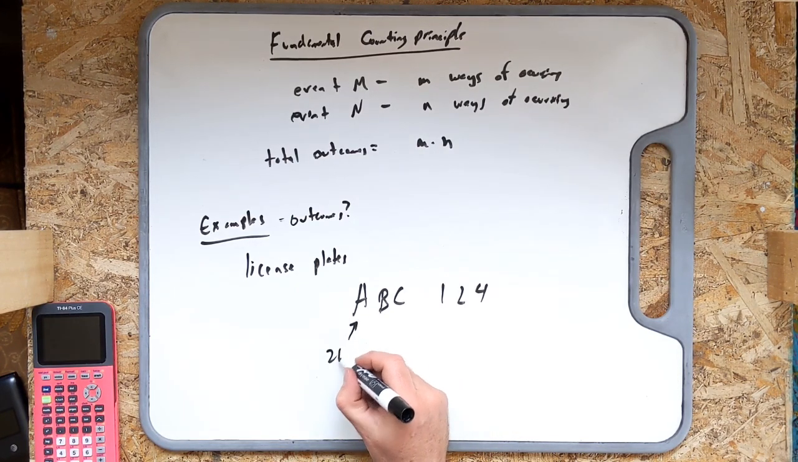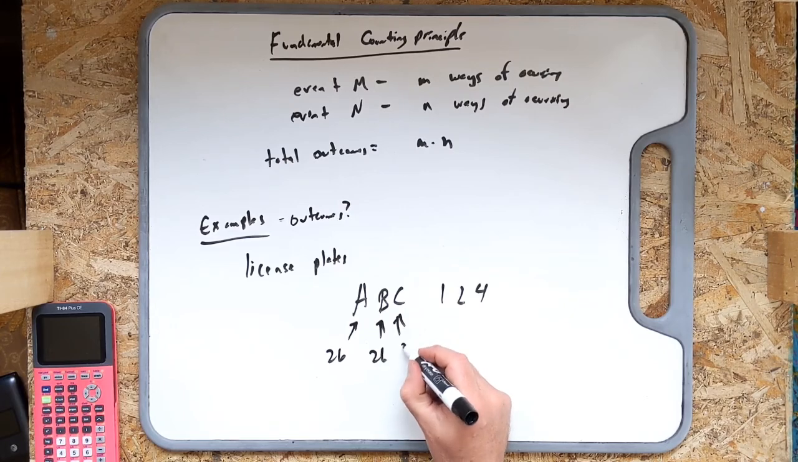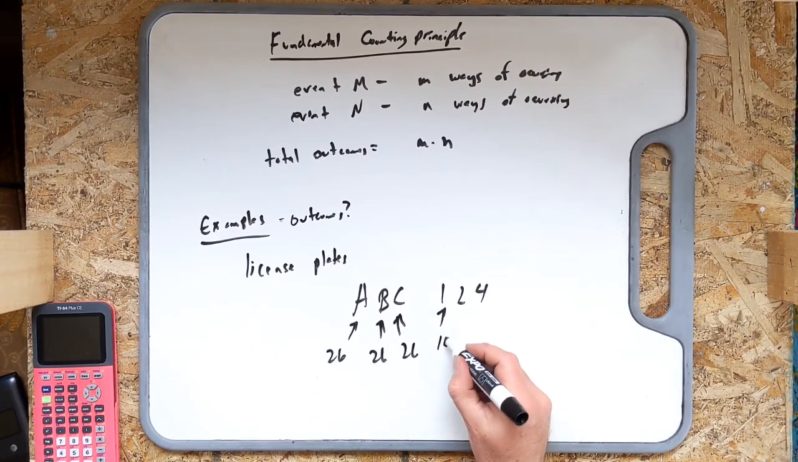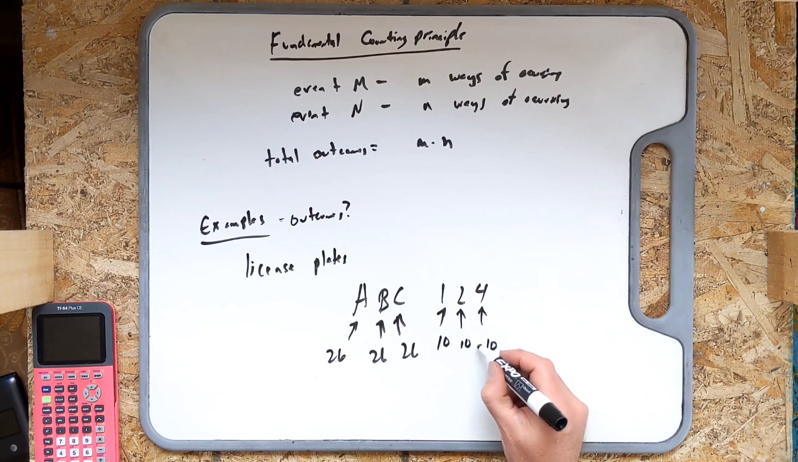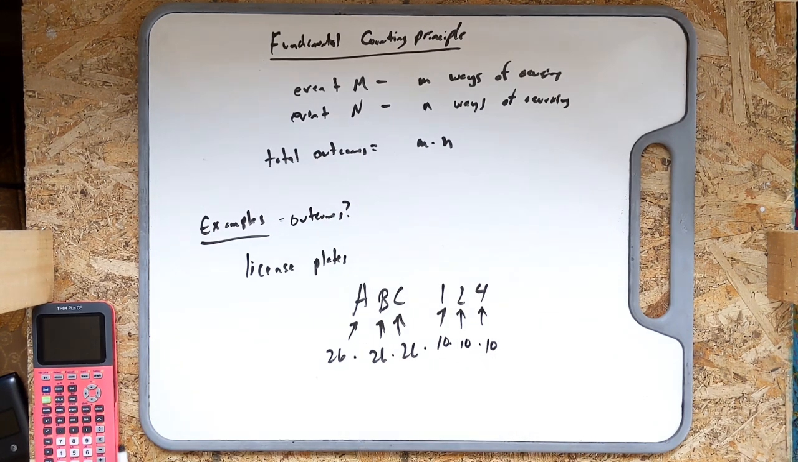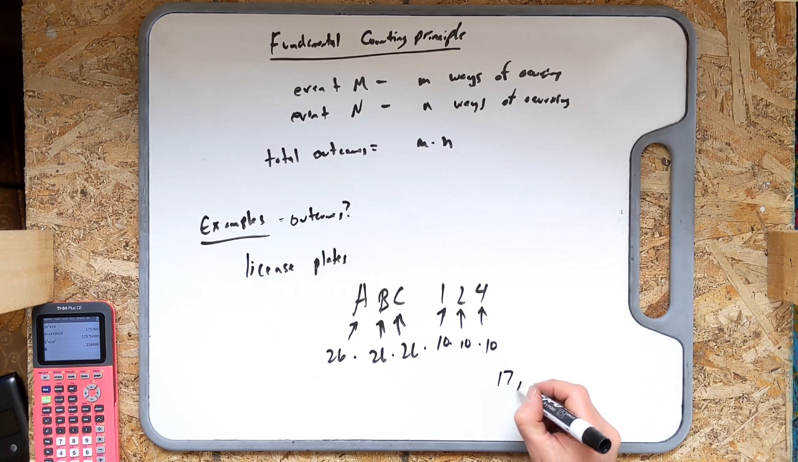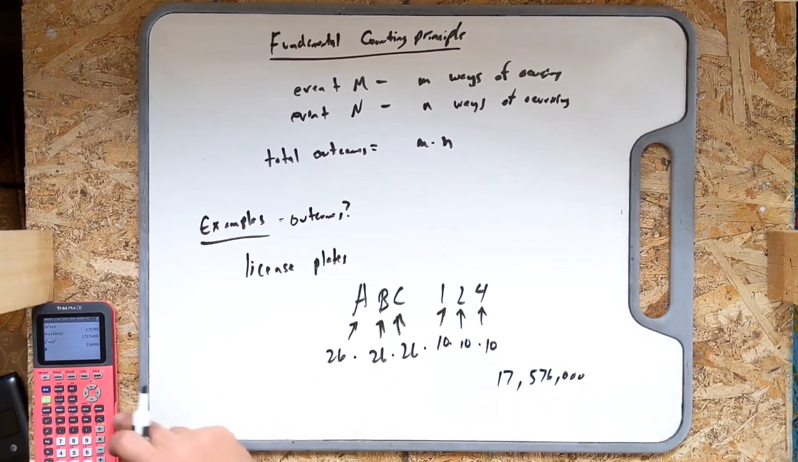Well, for the letters, there are 26 letters. So each of these has 26. And the numbers, there's 0 through 9, so each of these has 10. So how many total license plates can you create? 26 times 26 times 26 times 10 times 10 times 10, which is 17,576,000, which is plenty. We only have about 5.5 million people in Colorado. Unless everyone has 3 vehicles each, including infants, that's going to be plenty forever, basically.